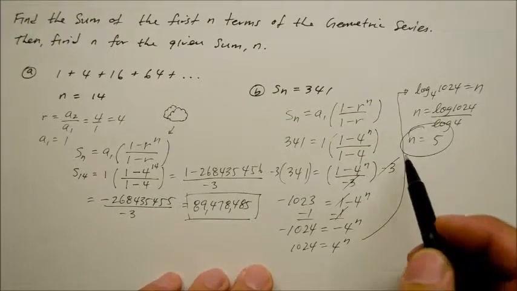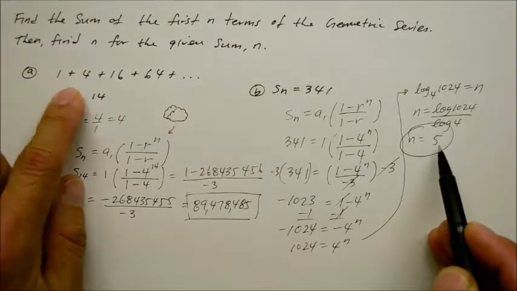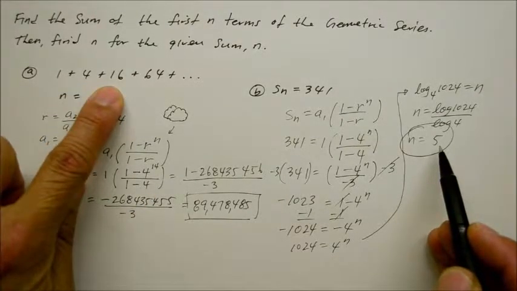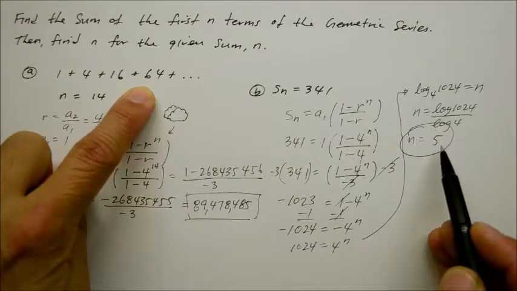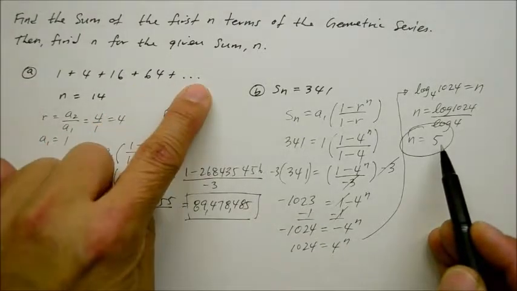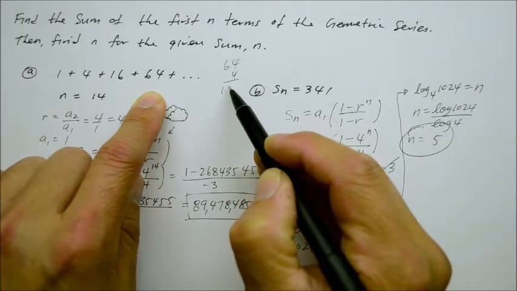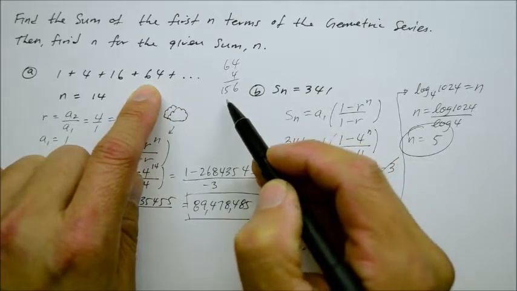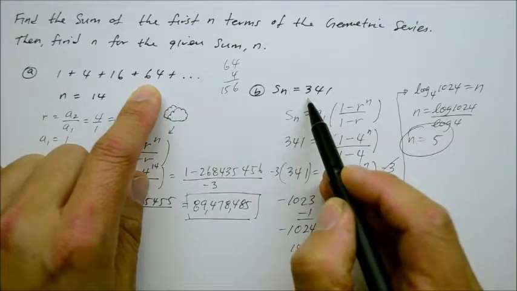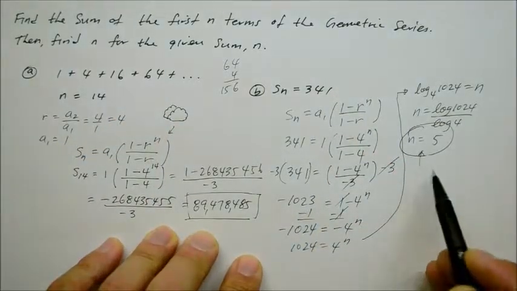So up to which term will you have to add so that when you add them all together, you will get 341? Up to 5. Check this out. Here's 1. Plus 4 is 5. Plus 16 is 21. Plus 64 is 85. And 85 plus, what's next after that? 64 times 4 is 256. Okay, so 85 plus 256 is 341. Okay? There it is. So that is the right answer.